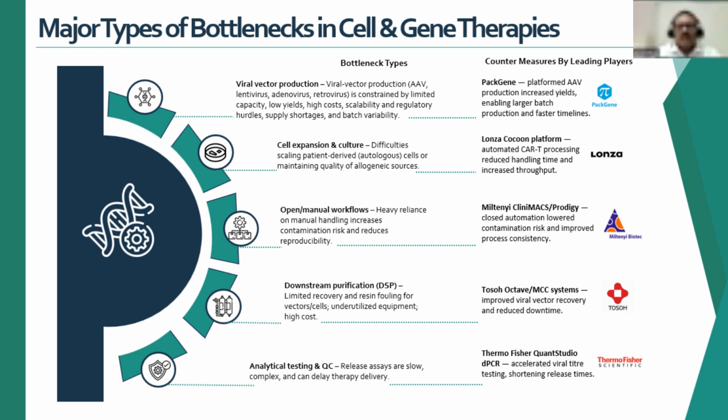And what are the general bottlenecks, and how are the major players within the bioprocessing workflow developing solutions to address them? For example, viral vector production is always constrained by limited capacity and low yields, and scalability is very challenging. And there is batch to batch variability. Companies such as PackGene, and this is just an example, but there are other companies as well, are developing AAV production or viral vector production platforms to increase the yields and to have large batch production in less time.